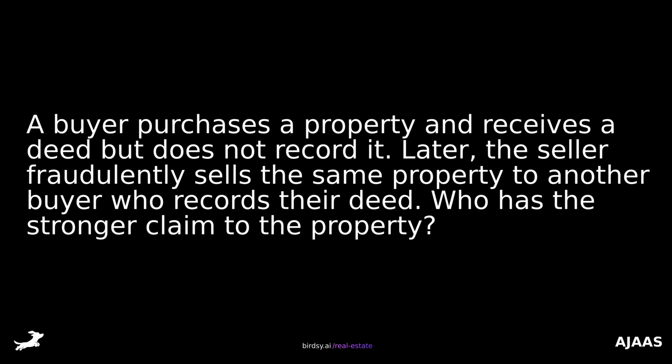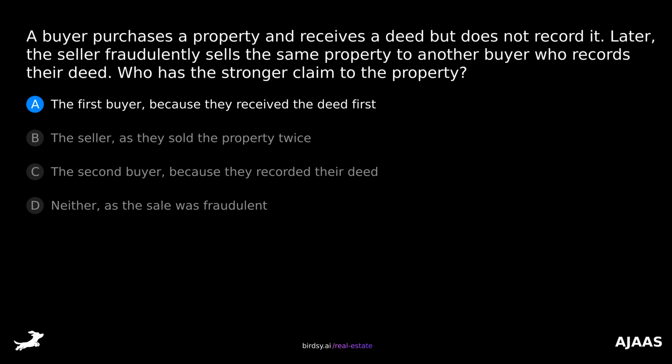A buyer purchases a property and receives a deed but does not record it. Later, the seller fraudulently sells the same property to another buyer who records their deed. Who has the stronger claim to the property? Is it A, the first buyer, because they received the deed first? B, the seller, as they sold the property twice? C, the second buyer, because they recorded their deed? Or D, neither, as the sale was fraudulent?